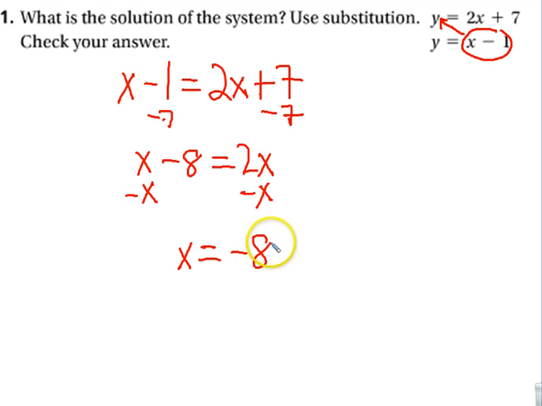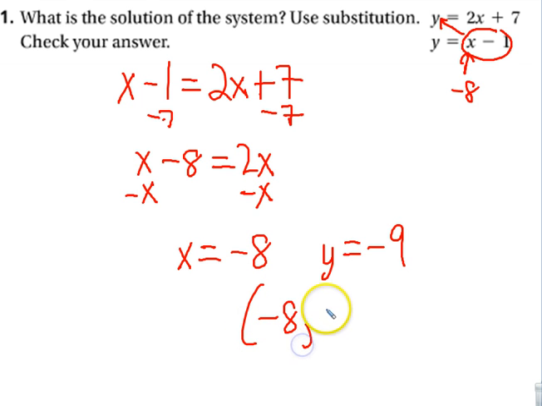Now I take x equals negative 8 and plug that in for that number right there. Negative 8 minus 1 is negative 9, so y is equal to negative 9. So I get negative 8 comma negative 9. If I plug it in, negative 8 times 2 is negative 16. Negative 16 plus 7 is negative 9. Negative 8 minus 1 is negative 9. I've got the right answer.